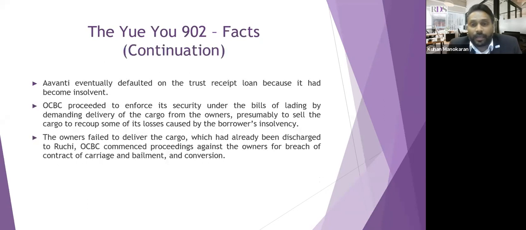Next slide. They became insolvent and eventually defaulted on the trust receipt. And OCBC was left with no other choice but to proceed on the 14th of June to enforce its security over the bill of lading by demanding delivery of the cargo from the defendant.